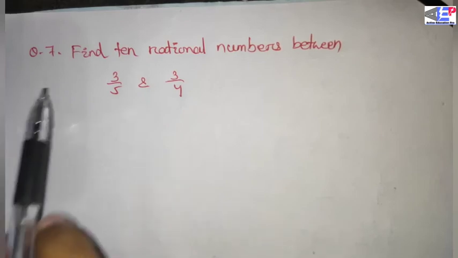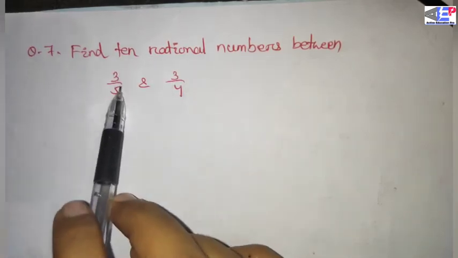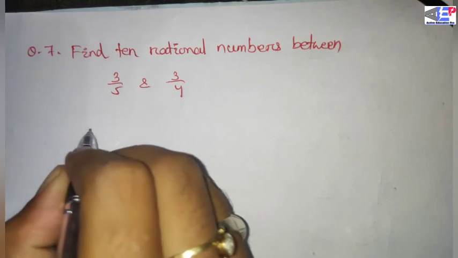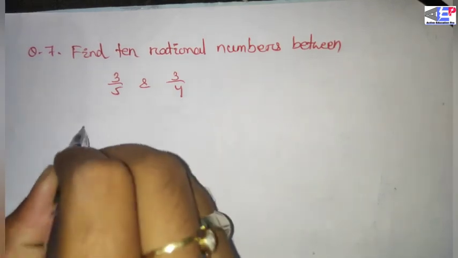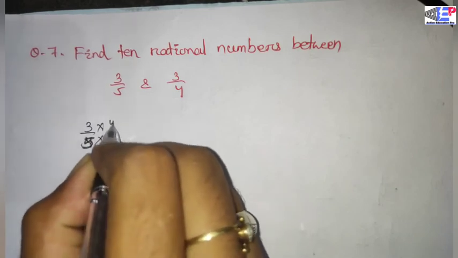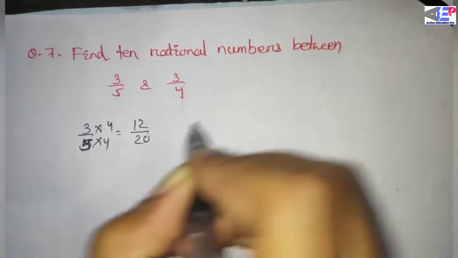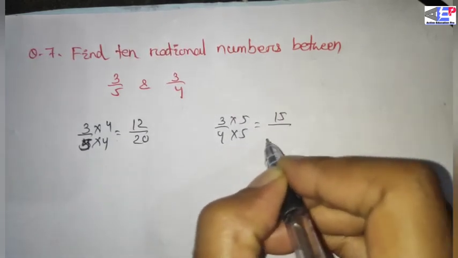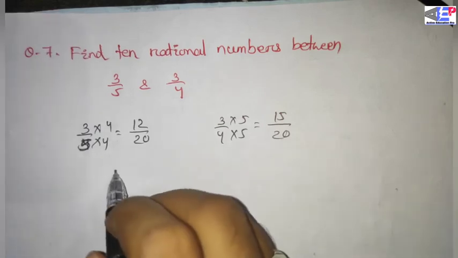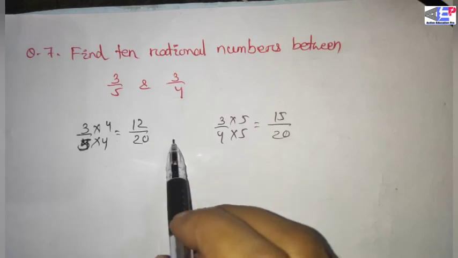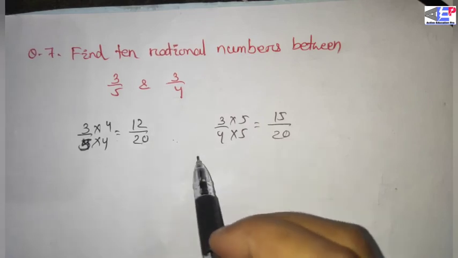Question number 7, find 10 rational numbers between 3 by 5 and 3 by 4. In this case, as in our previous questions, both denominators are different. So first make the denominators the same. You need to multiply 3 by 5 with 4, it will become 12 by 20, and multiply 3 by 4 with 5, it will become 15 by 20. Between these two numbers, 12 by 20 and 15 by 20, there are just 2 numbers, 13 by 20 and 14 by 20.